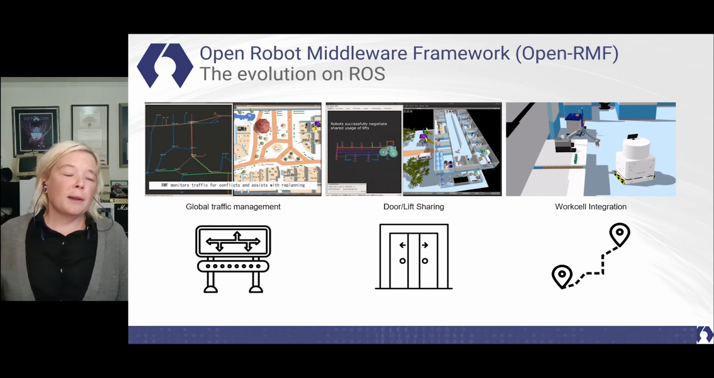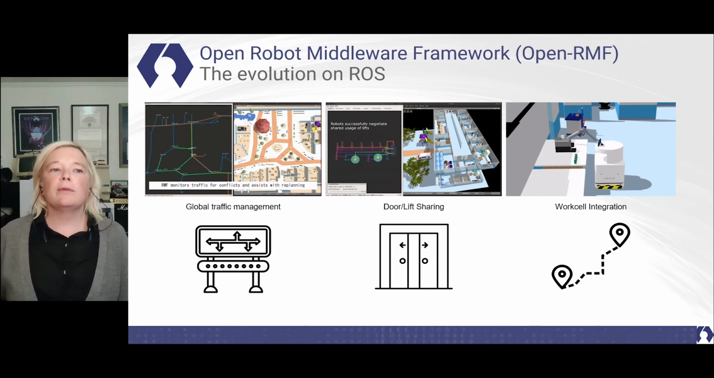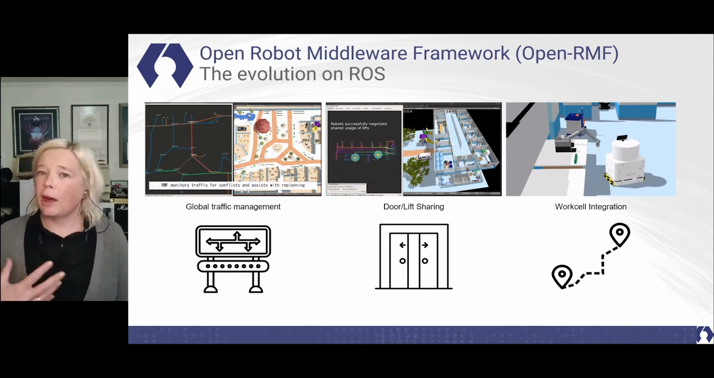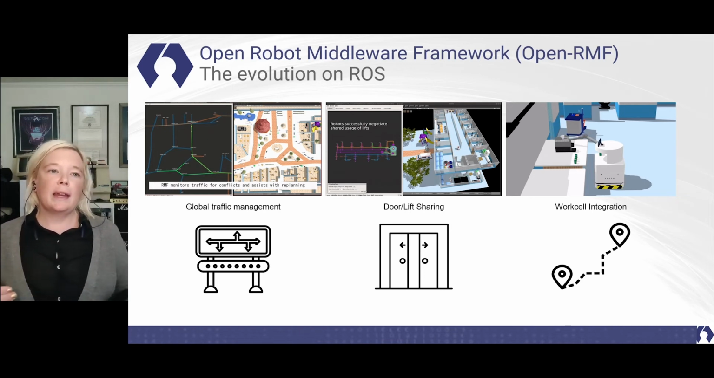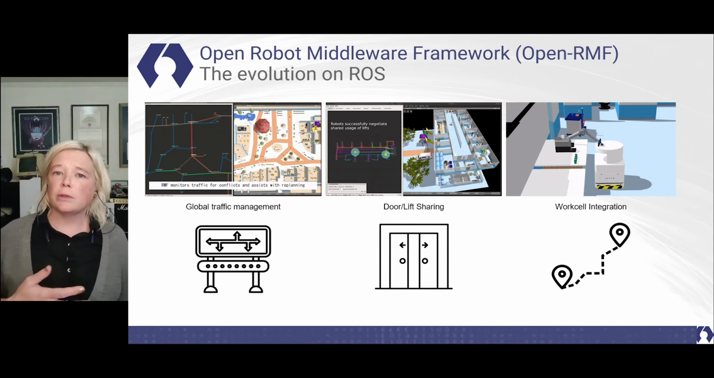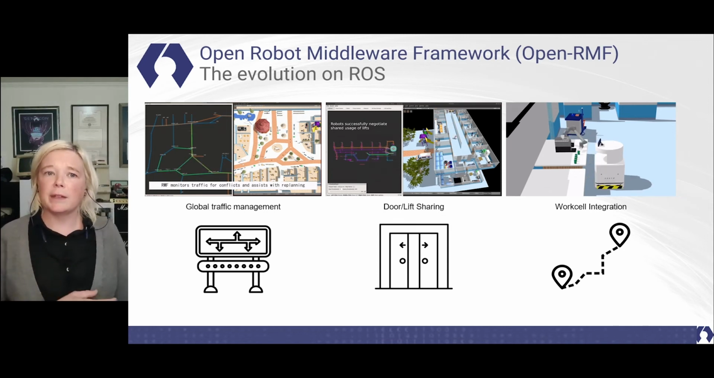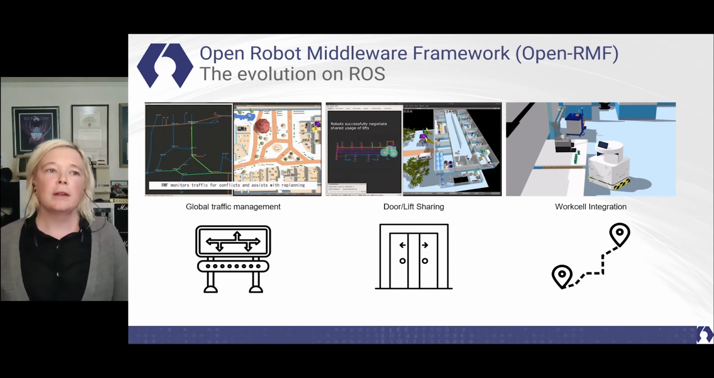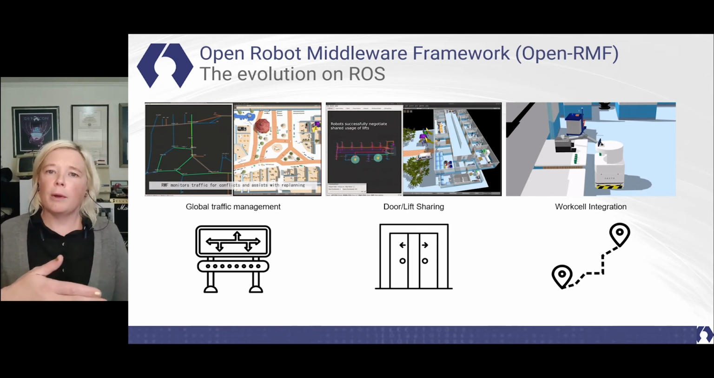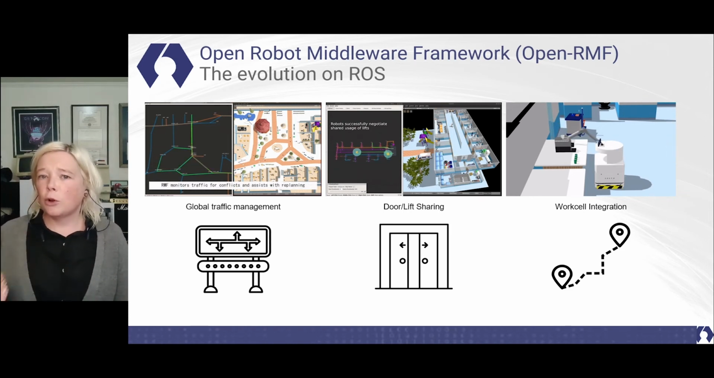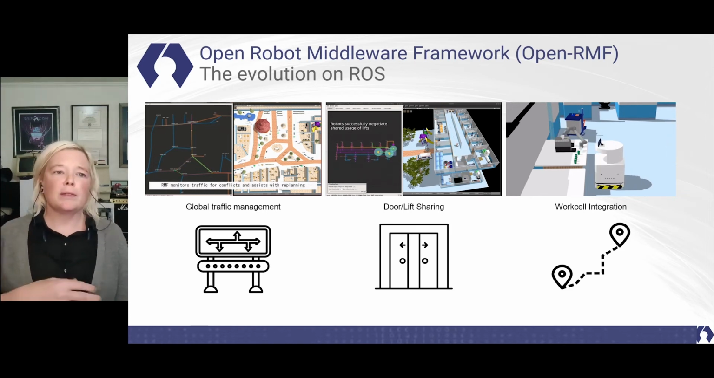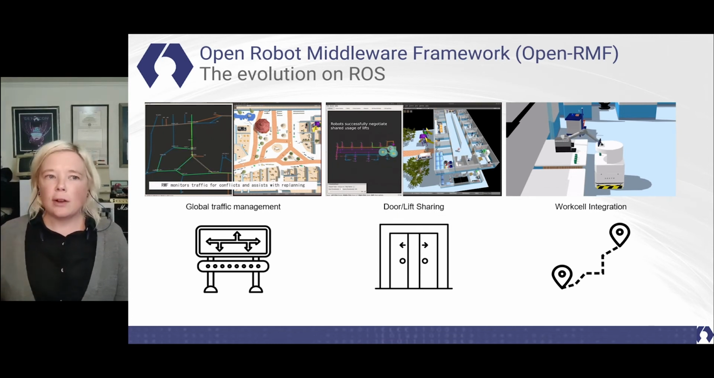So OpenRMF has a number of capabilities, one of which is just traffic management. You have all these different robots. They can't all run into each other. You probably want them to conform to normal human behavior. So say only go on the right side of the hallway, or tell certain robots they shouldn't go in different areas. All of that sort of planning and traffic management is integrated into OpenRMF.